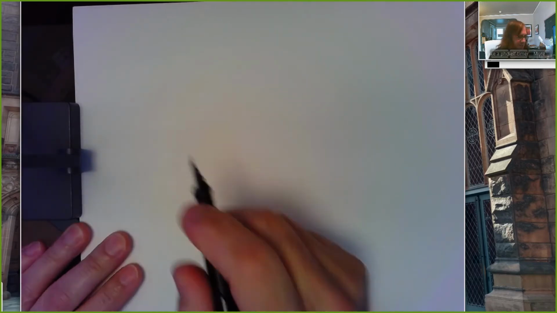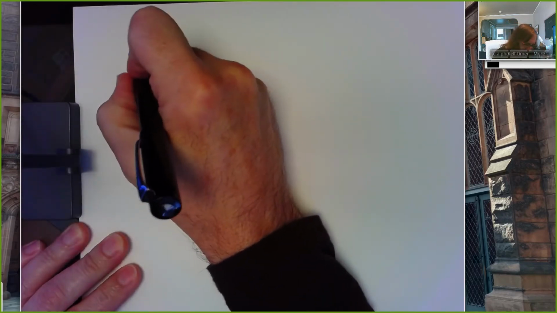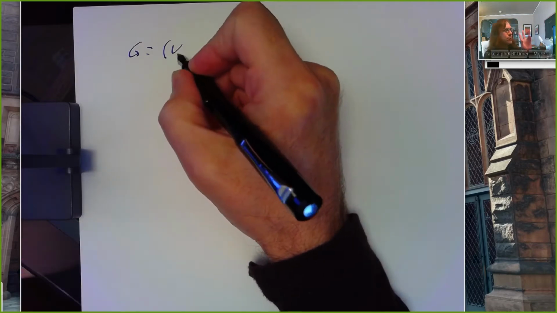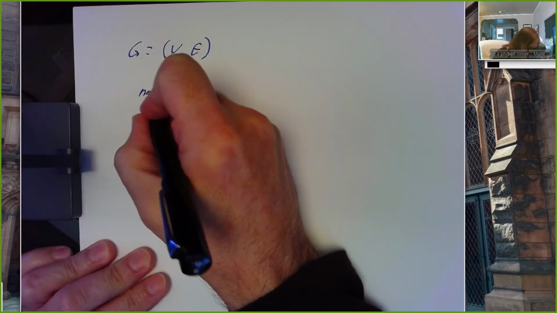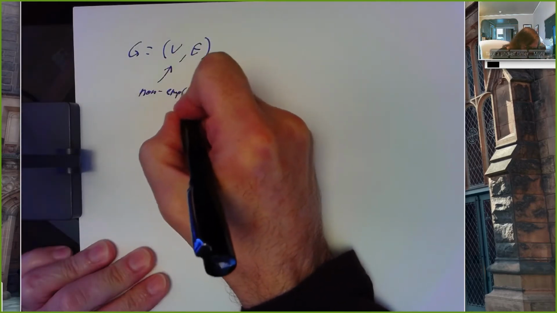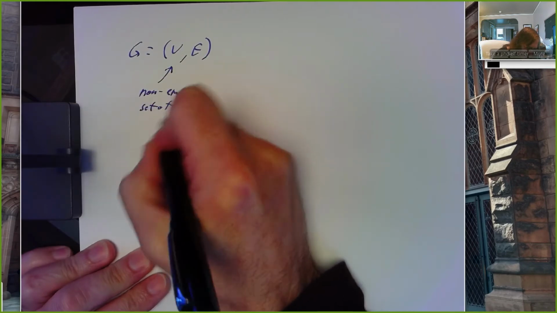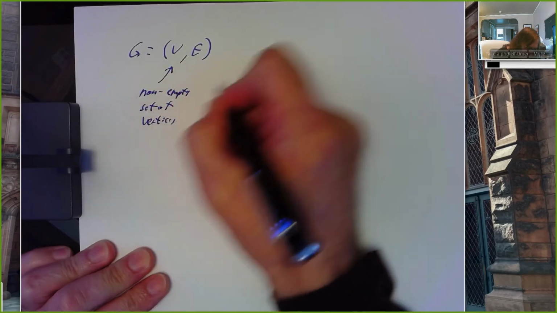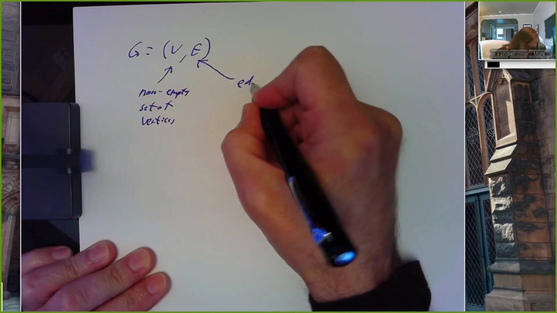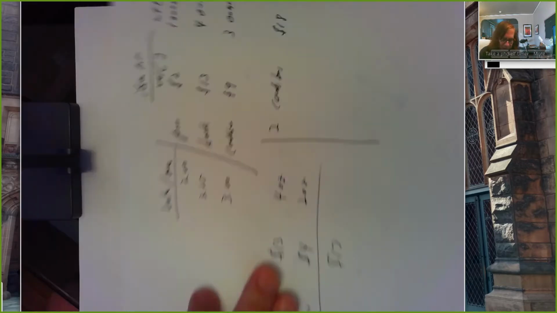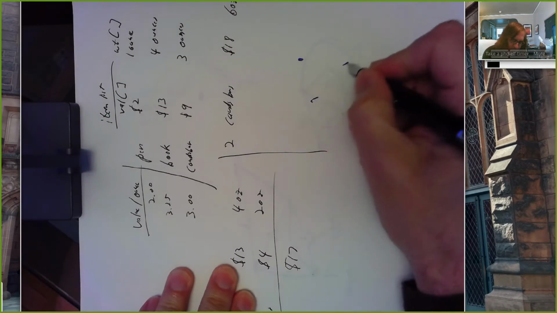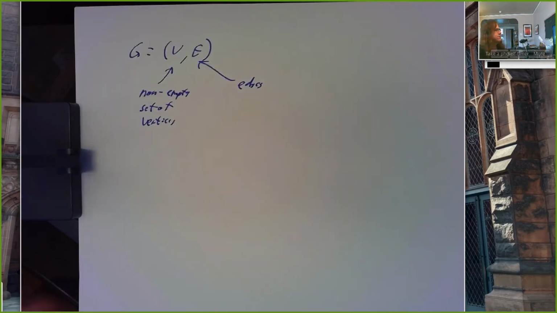All right, so let's add a little bit of formality. A graph is an ordered pair, a tuple, of two sets V and E. This is a non-empty set of vertices. And this is a set of edges, which could be empty. So I could go boink, boink, boink. That's a perfectly fine graph. Three vertices, no edges.